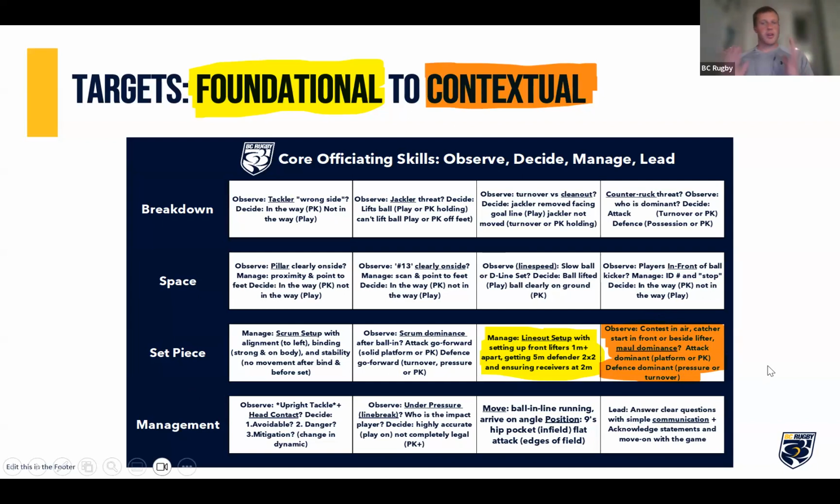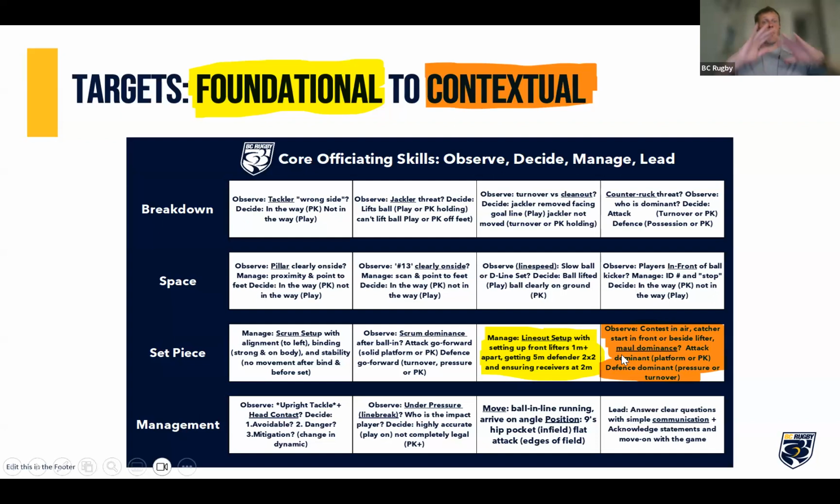So that, is it a good contest in the air, or is it tackling in the air, jumping across, crushing the can, as some people say, landing on lifters, in other words, landing in front or beside. And again, does that maul move towards, if it is all legally formed, towards the touchline or towards the posts, which is our more contextual piece.